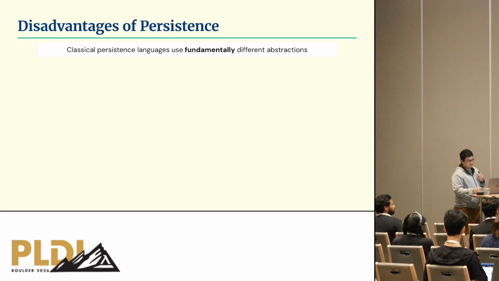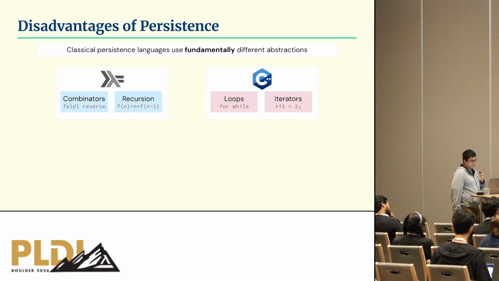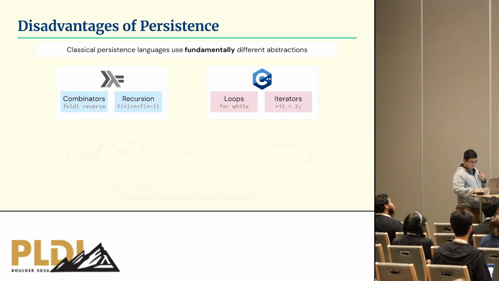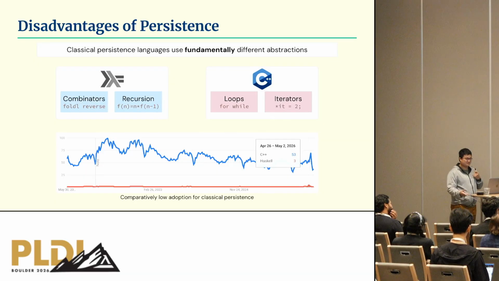In classical persistent languages, they use a fundamentally different abstraction. For example, in functional programming languages, people are more familiar with combinators and recursion, instead of loops and iterators that are more familiar to traditional language programmers. This is good in its own right, but we must admit that, objectively, these abstractions appear rare due to the relatively low adoption of functional programming languages, and this constitutes a great obstacle to adopting persistence for many traditional programmers simply because they are not familiar with this kind of abstraction.